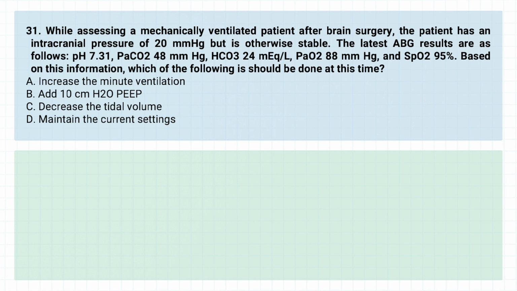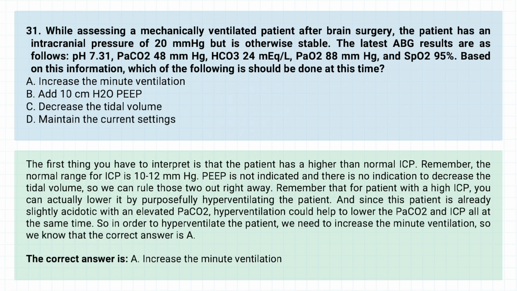A. Increase the minute ventilation. B. Add 10 of PEEP. C. Decrease the tidal volume. D. Maintain the current settings. The correct answer is A. Increase the minute ventilation. The first thing you have to interpret is that the patient has a higher than normal intracranial pressure. Remember, the normal range for intracranial pressure is 10 to 12.